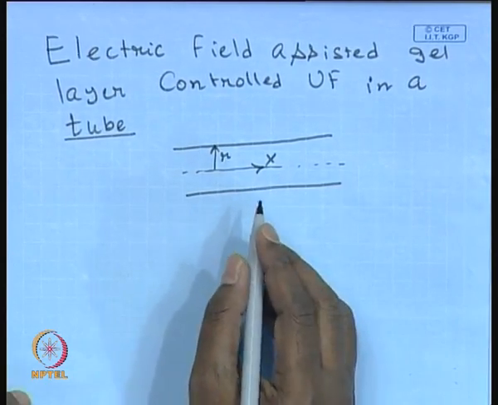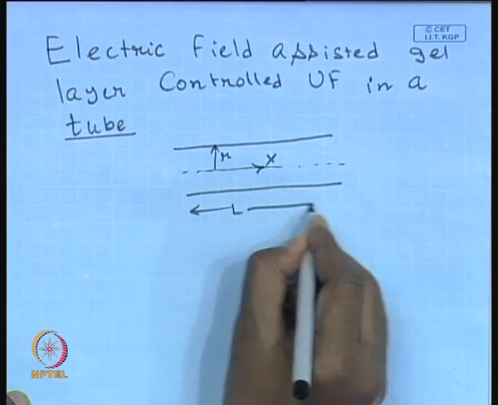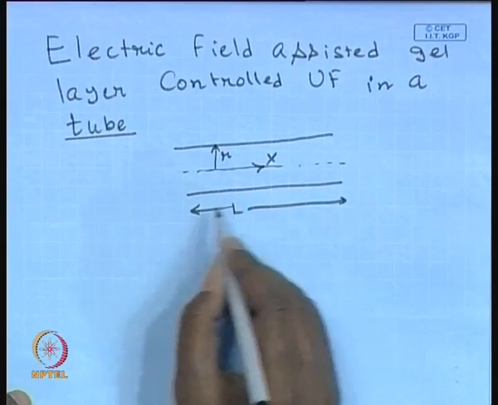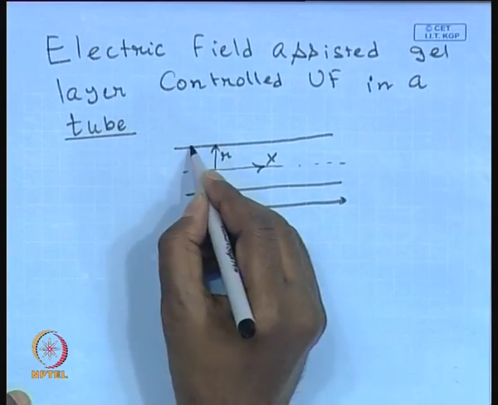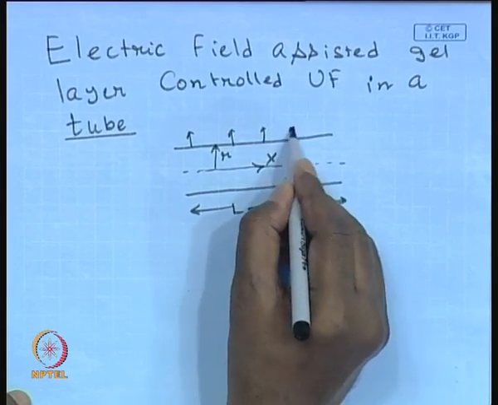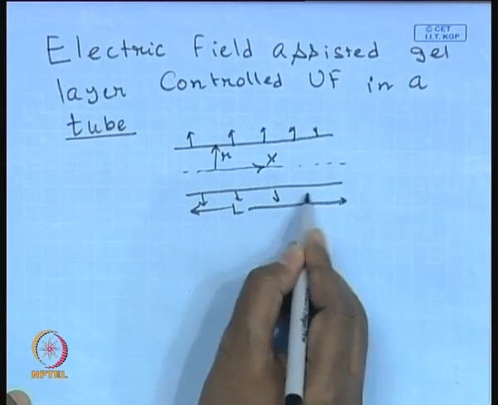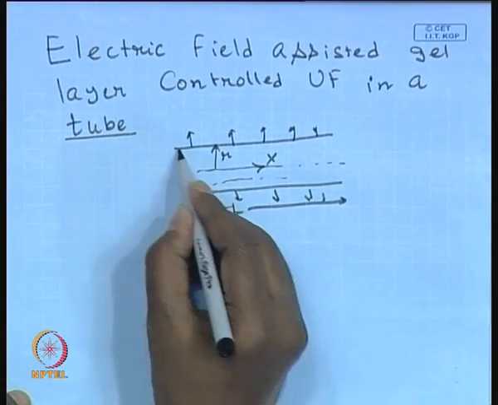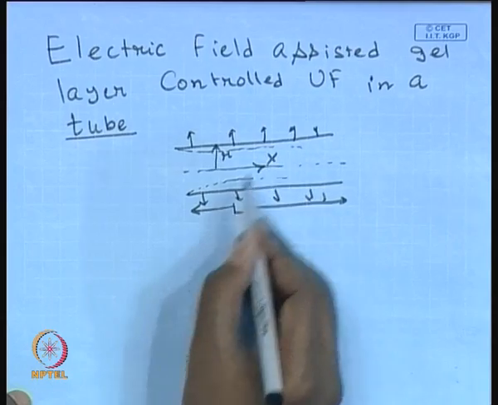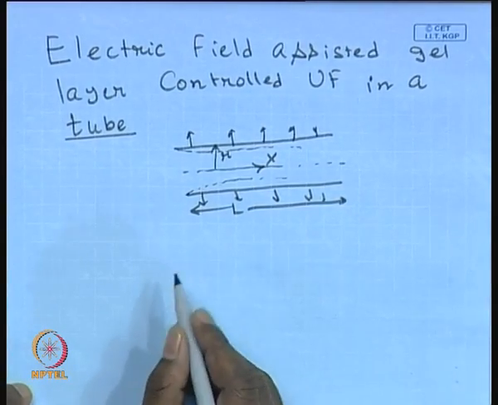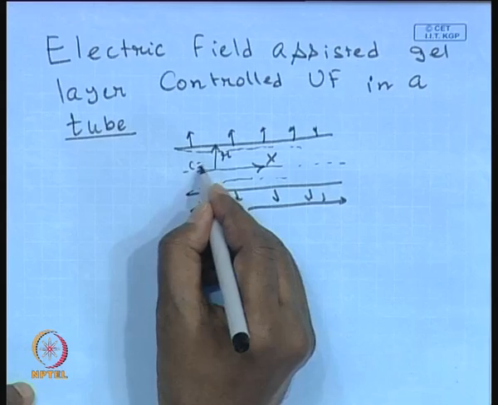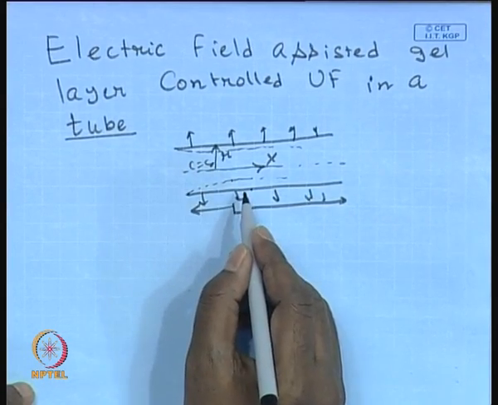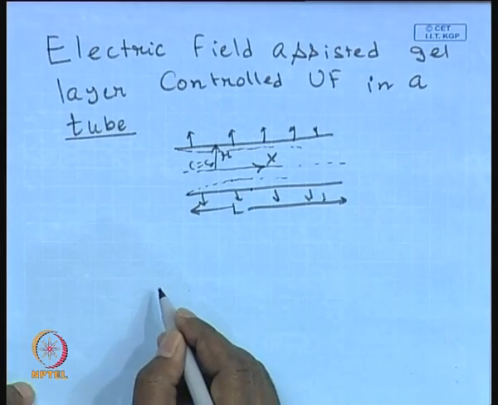So, this is a tube, this is the length of the tube and this is the radial location. There is a buildup and there is a permeation from the wall, uniformly from all the surfaces, and there is a development of a mass transfer boundary layer on the wall. So, here C is equal to C naught, and you will have C naught up to C gel on the membrane surface, within the mass transfer boundary layer.